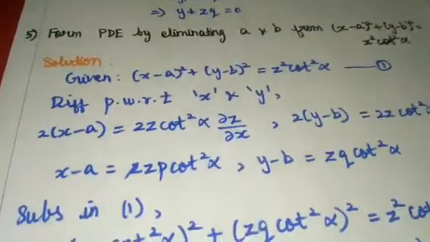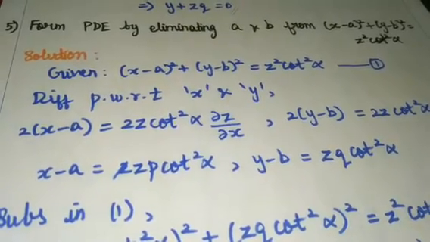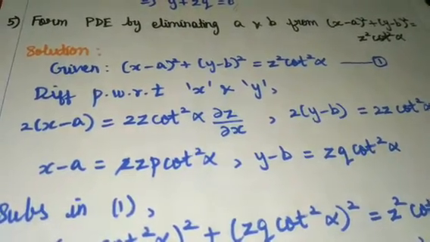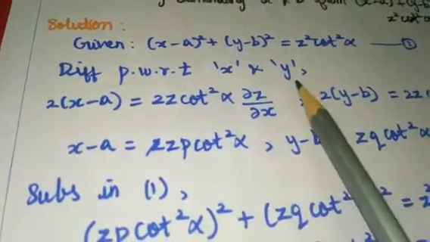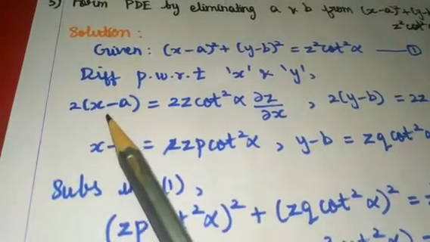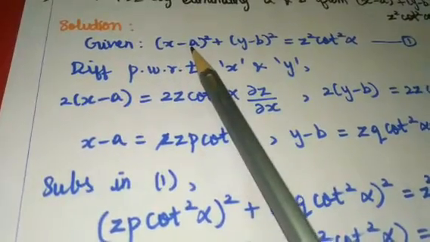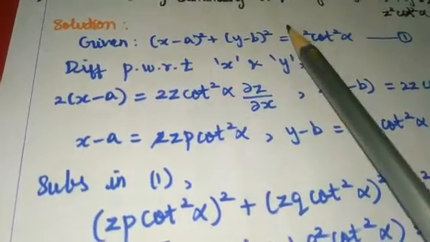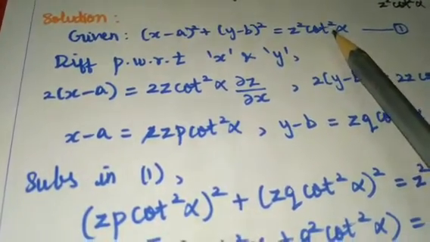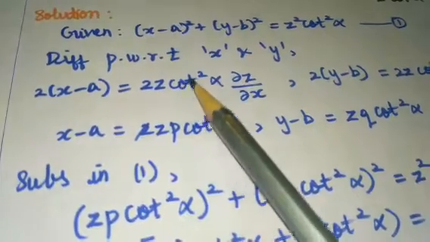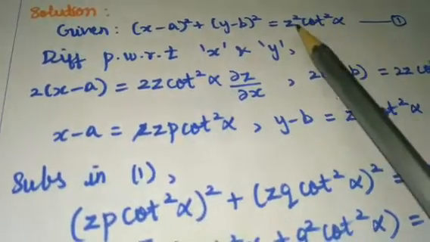So the next question is: form the PDE by eliminating a and b from x minus a the whole square plus y minus b the whole square is equal to z square into cot square alpha. Here differentiate this equation partially with respect to x and y. When differentiating partially with respect to x, the y term becomes 0 and this becomes 2 into x minus a, equal to z square cot square alpha differentiated. This cot square alpha is constant, so put it as it is in the equation and differentiate z square.